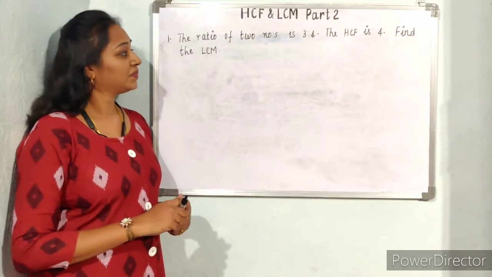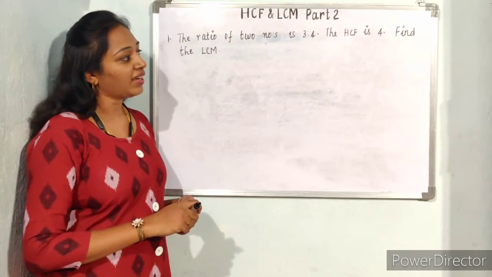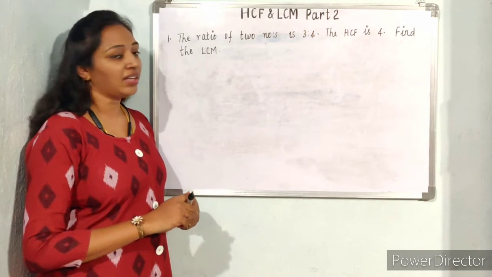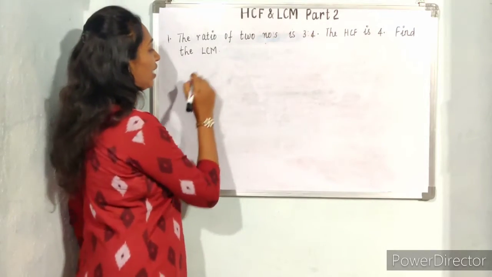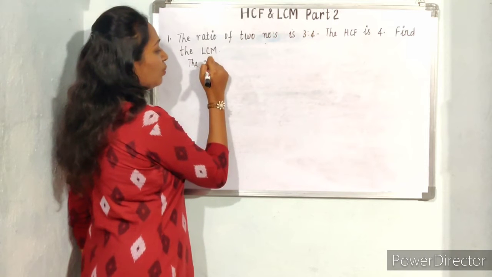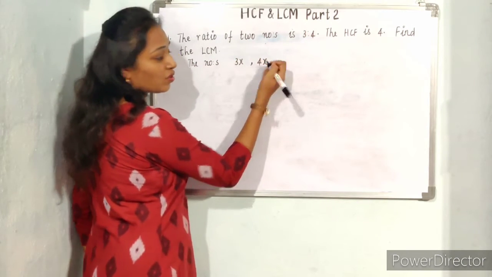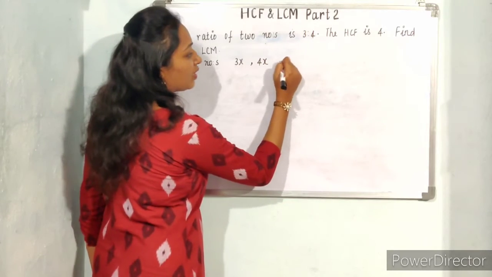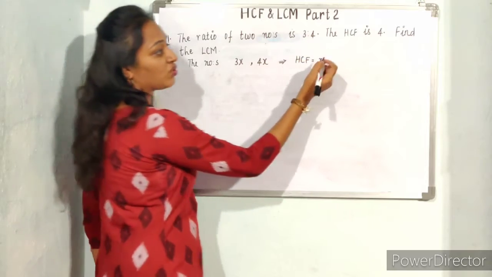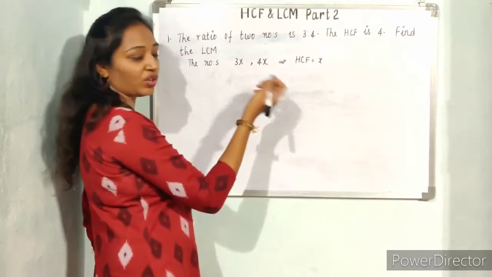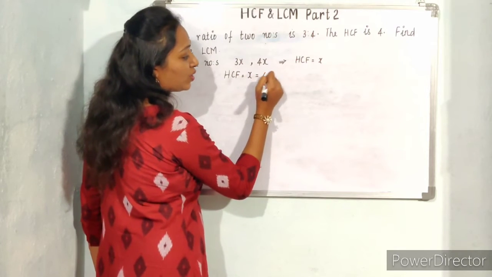The first question: the ratio of two numbers is 3 is to 4. The HCF is 4. Find the LCM. As I told you, when the two numbers are given in a ratio, we can write them as 3x and 4x. From this you can get the HCF. What is the HCF? The HCF is x. In the question, they have given the HCF as 4, so HCF is equal to x, which is equal to 4.